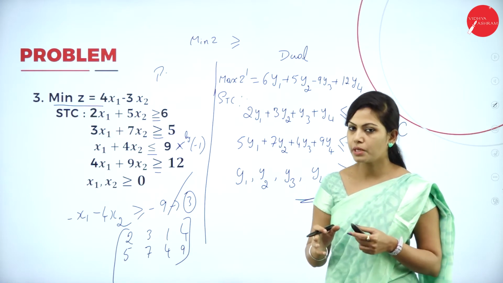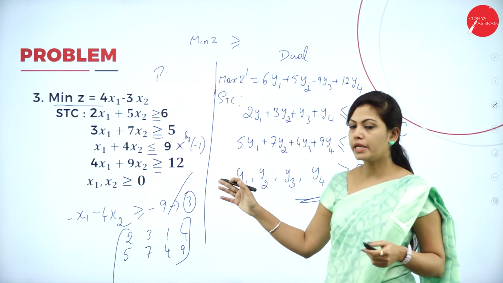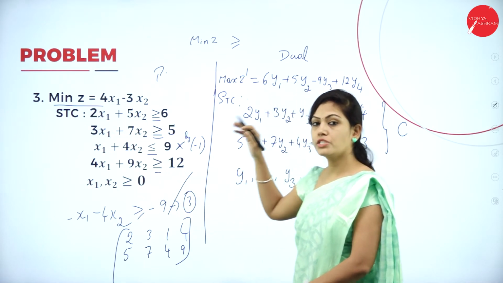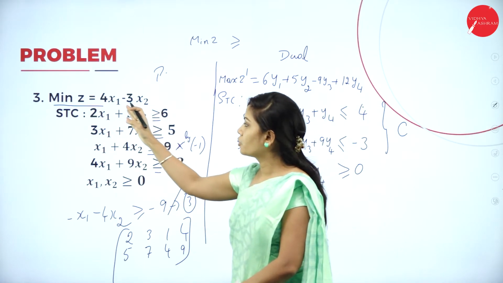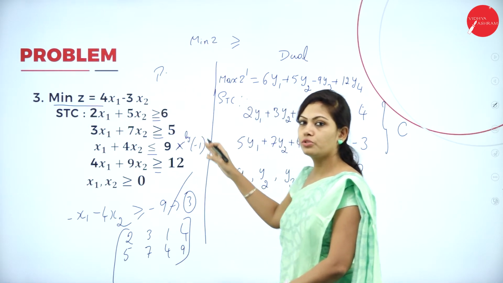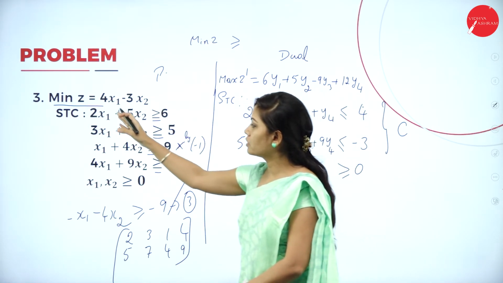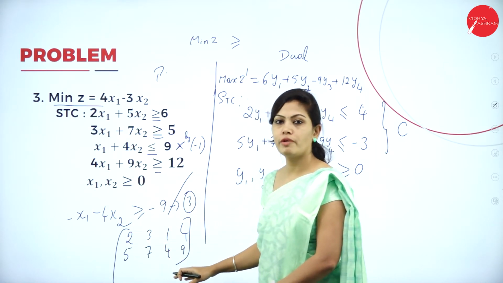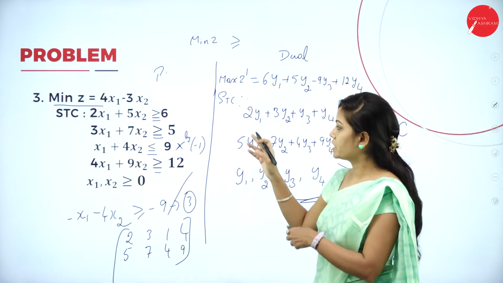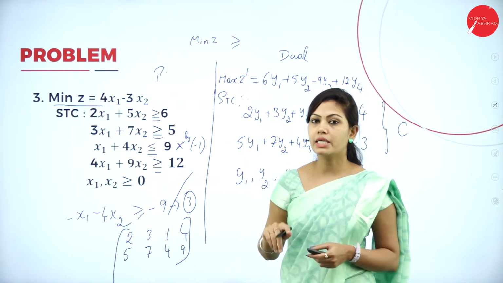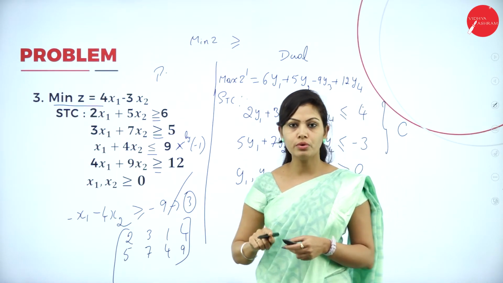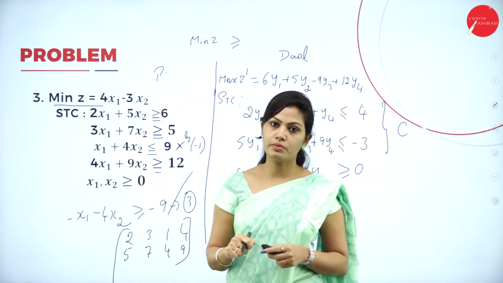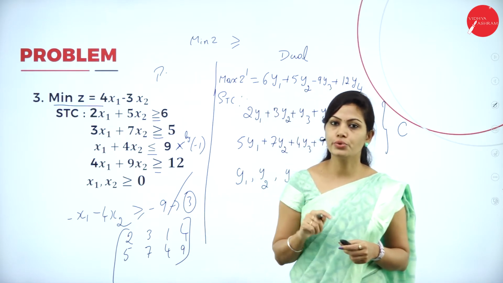So it is a very simple concept. Understand the concept properly. All the RHS values will become the coefficients of the objective function in the dual, and all the coefficients of the objective function will move to the RHS values, and all the columns will become row values in the constraints. And if it is a maximization problem, all the constraints should be less than or equal to. And if it is minimization, all the constraints should be greater than or equal to. So this is called primal to dual conversion.